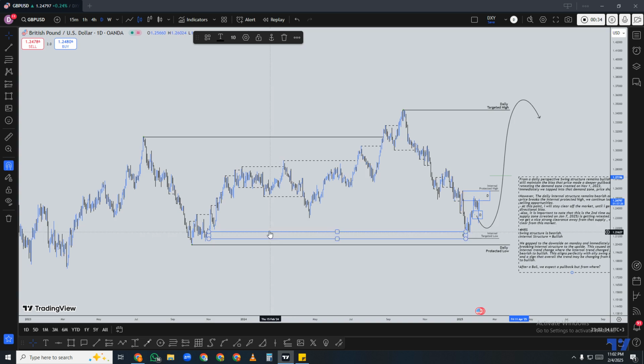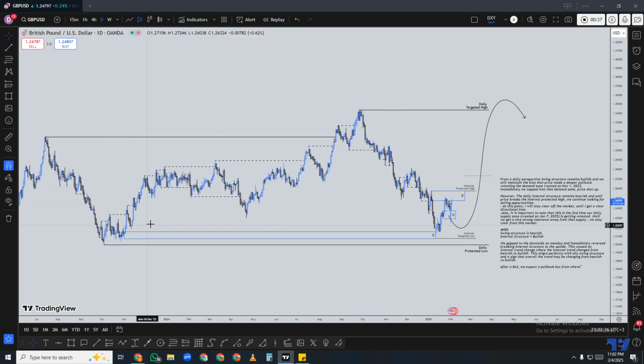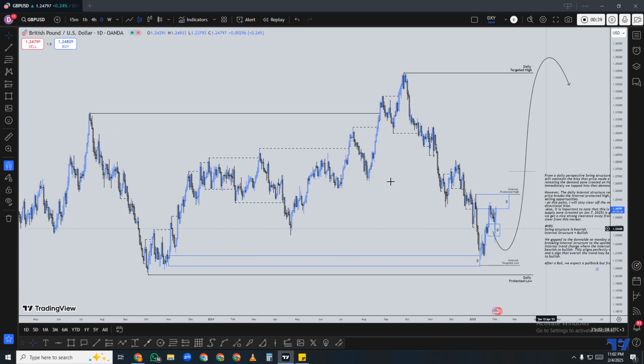So as you can see, price broke structure to the upside. For those who follow supply and demand concepts, you can see clearly that we have broken structure to the upside, and this is where we did it. Price broke structure to the upside, and so far we've been in this deeper pullback.